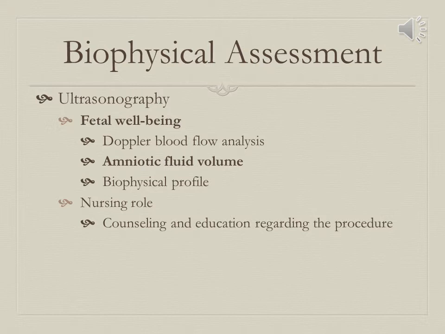Now, oligo is associated with fetal renal abnormalities, also growth restriction and fetal distress. Polyhydramnios is associated with neural tube defects, multiple gestation pregnancies, maternal diabetes, and fetal hydrops. Now, hydrops is a pretty serious fetal condition where you have an abnormal accumulation of fluid in 2 or more fetal compartments. So you will have ascites or pleural effusion or pericardial effusion or skin edema. Okay, so 2 or more of those.